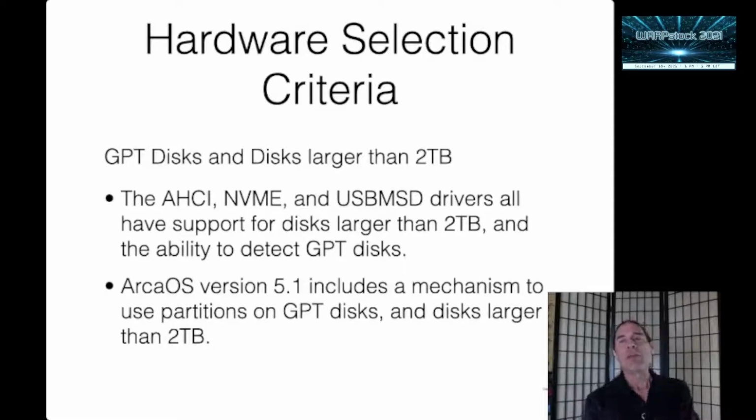Before we finish up, let me talk about disks and how that might affect your system choices. Part of choosing a system involves what operating systems you're going to be running and what kind of disk it has in it and how that disk will be partitioned. Generally, if a disk is larger than 2 terabytes, it's going to be GPT. Disks smaller than 2 terabytes can also be GPT. The AHCI, NVMe, and USB MSD drivers all have support for these disks, both larger than 2 terabytes and GPT disks. Other drivers than those 3 I mentioned do not.